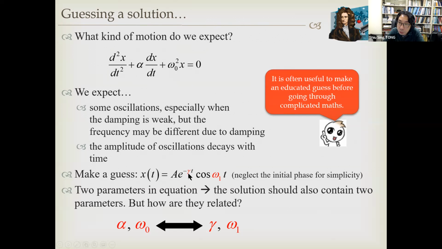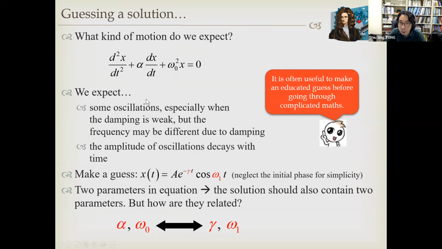Okay, now the new solution has two parameters, gamma and omega 1, while the equation of motion has another pair of parameters, namely alpha and omega 0. So in order for this to be a solution to the problem, this solution must satisfy the equation. And since there are two parameters in each of the two, these two sets of parameters may somehow be related. I should be able to find gamma and omega 1 in terms of alpha and omega 0.